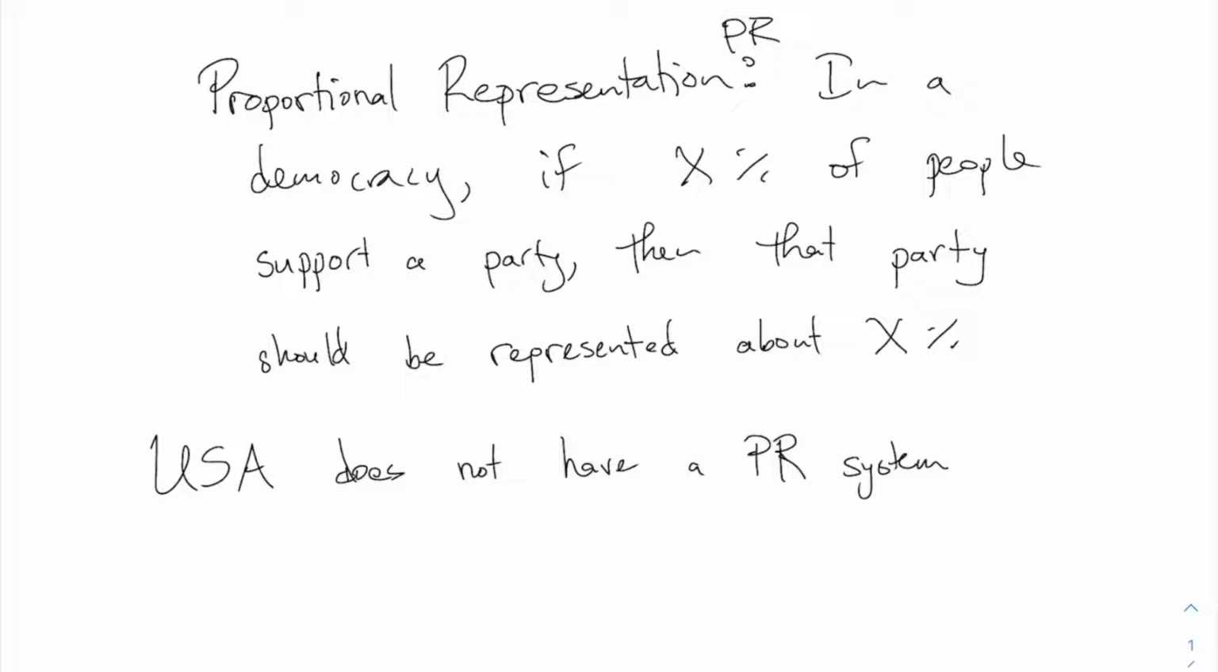The idea that if X% of the people support a particular party, then they should get that many of the representatives. This is a general principle that basically everybody agrees democracies should work in this way, but actually the United States doesn't have rules to make it work this way. There are other countries which have very different election systems where they basically force the representation to be proportional.